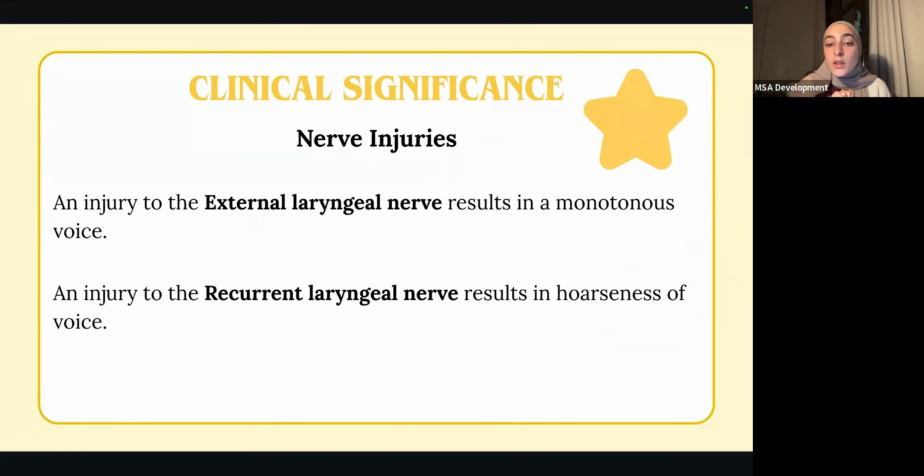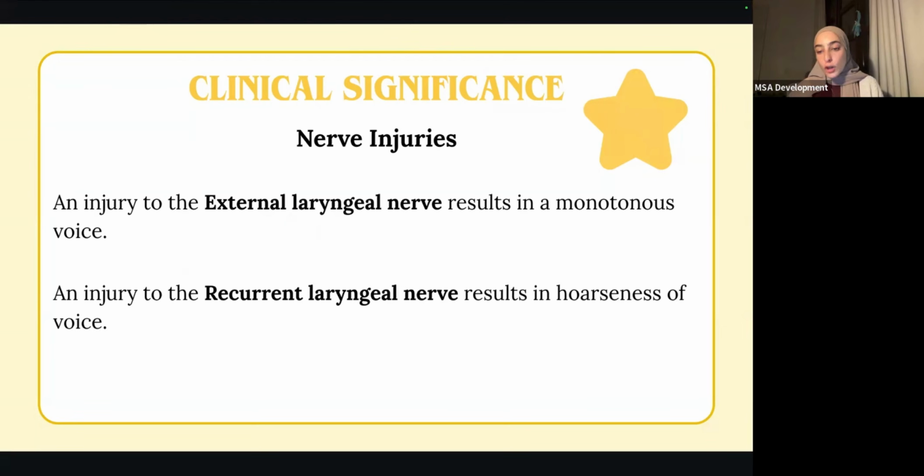You sound boring. This nerve supplies certain things in your voice box that help you have tone. So when you damage it, the person is going to present with a monotonous voice. External laryngeal nerve, what does it pass with? The superior thyroid artery. And where do we ligate the superior thyroid artery? Close to the thyroid gland.